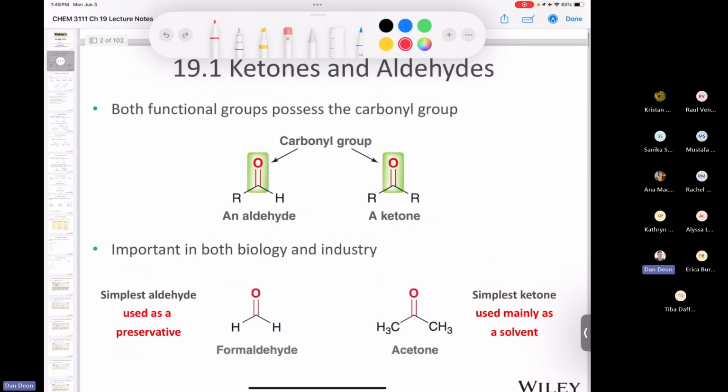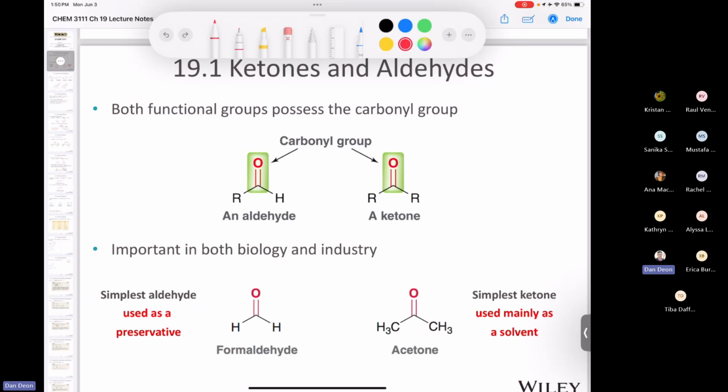So again, what do an aldehyde and a ketone have in common? Why are they in the same chapter? It's because they both possess a carbonyl group. And I understand that carbonyls are also found in esters, carboxylic acids, amides, etc. However, aldehydes and ketones share a lot of similar reactivity and reactions, as you saw on that last slide. And they're important in biology and industry.